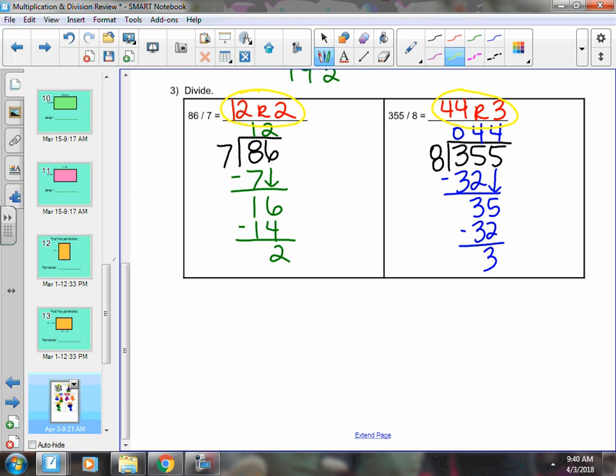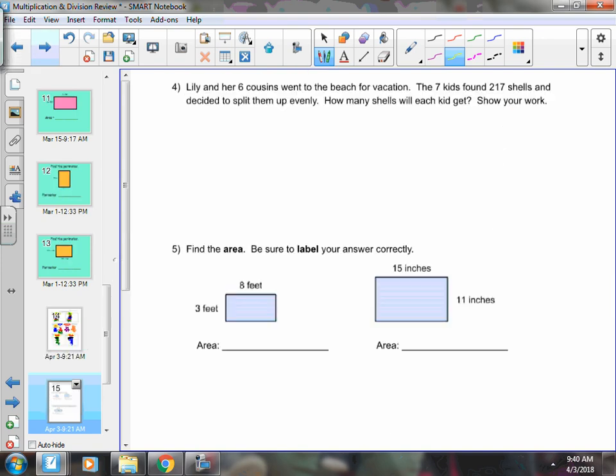All right, now let's do a division word problem. It says, Lily and her 6 cousins, so that means there's 7 people, went to the vacation. 7 kids found 217 shells and decided to split them up evenly. How many shells will each kid get? So they're dividing the shells between themselves. So let's do a division problem. 217 shells divided between 7 kids.